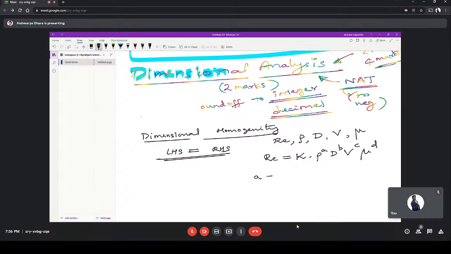What will be the power of a? What should be the power of b? What should be the power of c? And what should be the power of d? There are many varieties of questions they might give, so you should be able to pick this. In addition, there are five important laws: the Reynolds number law, Euler's law, Weber's law, the Mach law, and the Froude law.